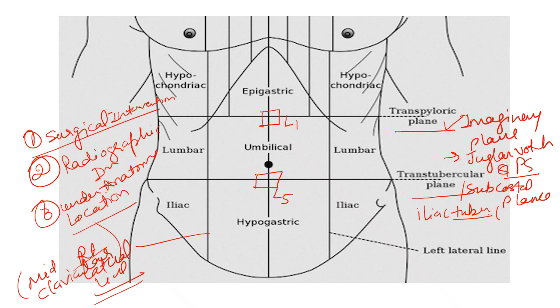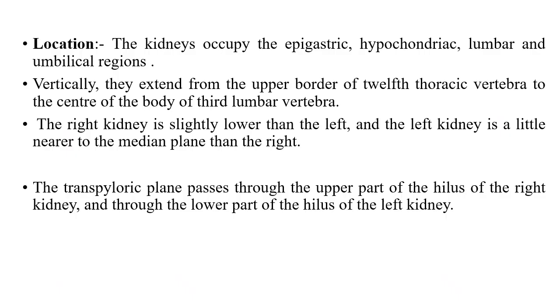So the kidney, out of these quadrants, lies in the right hypochondriac, epigastric, lumbar and umbilical on the right, and in the left hypochondriac, left lumbar, epigastric and umbilical on the left. So for location, the kidney occupies the epigastric. We have seen earlier that it is a posterior abdominal wall organ and only anteriorly covered by the peritoneum, or we can say retroperitoneal. The kidney occupies the epigastric, hypochondriac, lumbar, and umbilical regions.